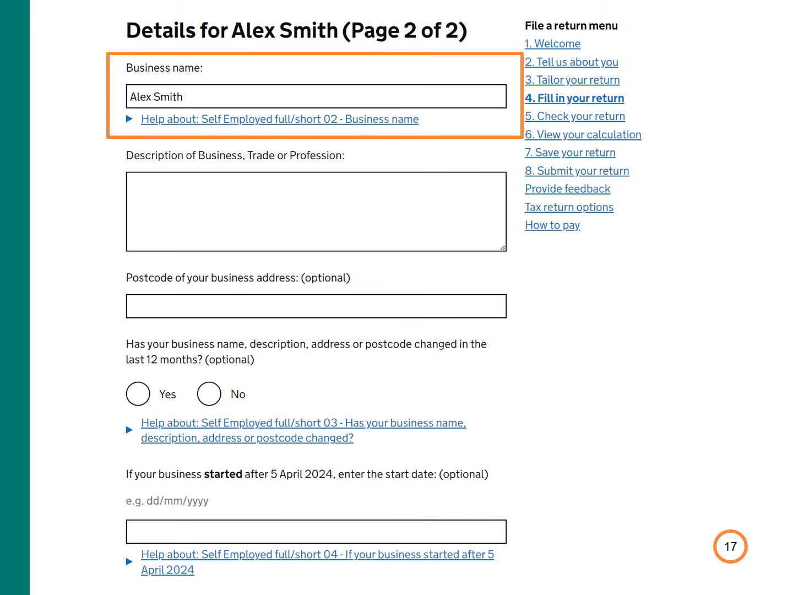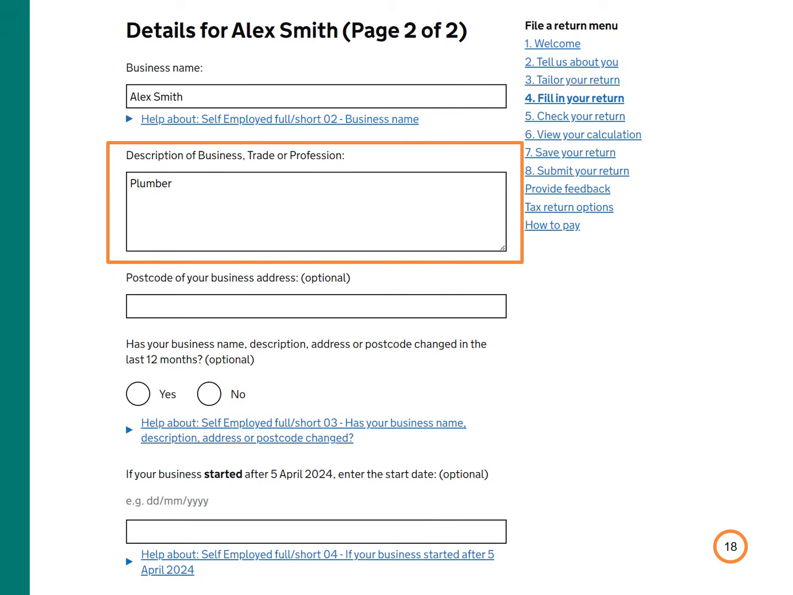On page 2 of 2, tell us the details of your business. Your business name will already be shown, as you gave this in the Tailor Your Return section. This may be your own name or a trading business name. You have to enter a description of your business, trade or profession here. For example, plumber, hairdresser or online selling.